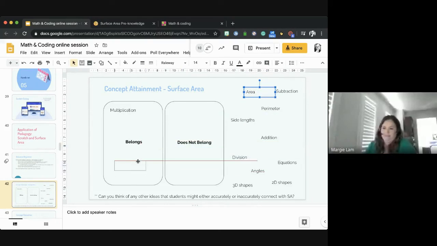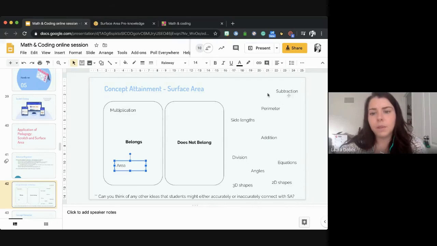Yes. So you'd go through all of them. You can determine which words you would want to include. And then I've also put down here, is there anything else you can think of that students might accurately or inaccurately connect with surface area?